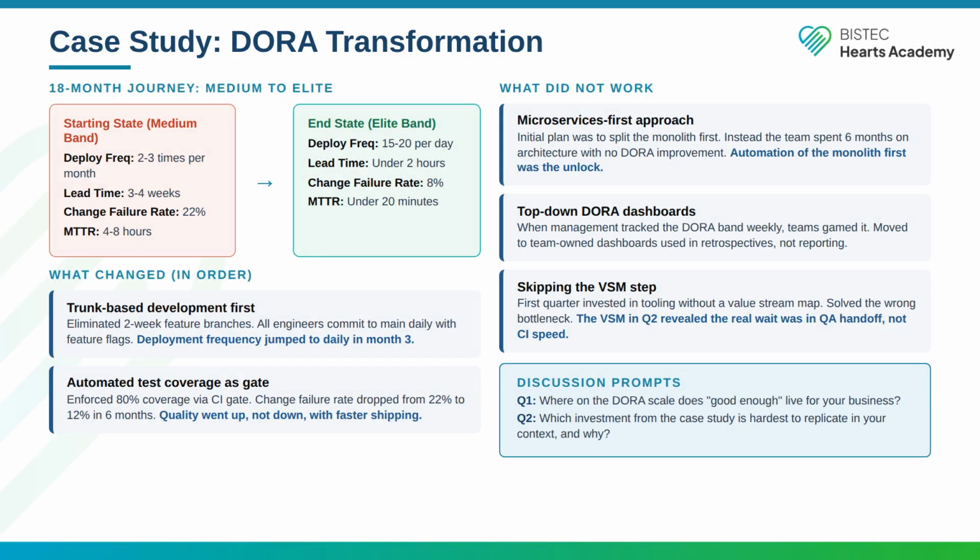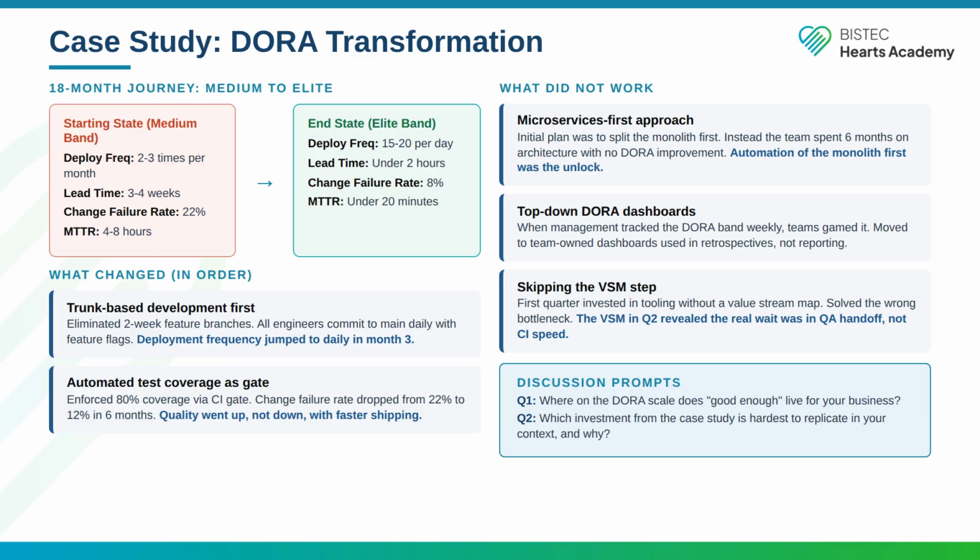This case study traces an 18-month journey from the medium band to elite. The team started with deployment frequency of once per month, lead time of 4 weeks, a change failure rate of 35%, and a mean time to restore of 2 days. After 18 months, on-demand deployments, lead time under 4 hours, change failure rate under 10%, and recovery time under 30 minutes. What changed? Not the tooling stack. They were already on GitHub Actions and Kubernetes. What changed was the process.